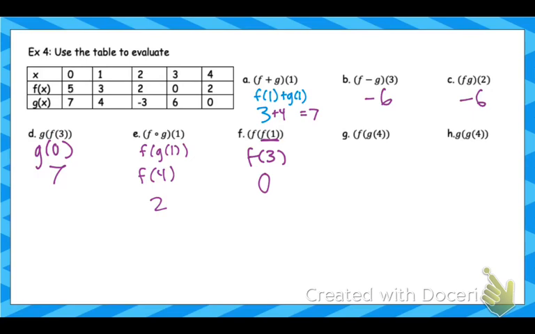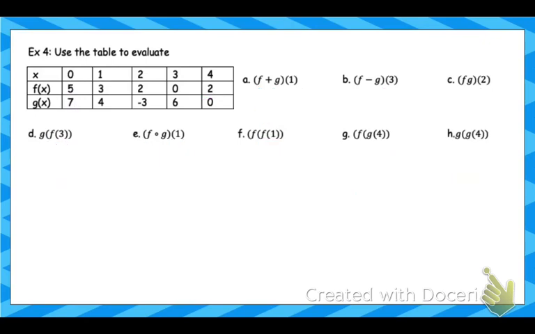F of g of 4. G of 4 is 0. F of 0 is 5. All right, then my next one, g of 4. G of 4 is 0. And then I've got g of 0 is 7.